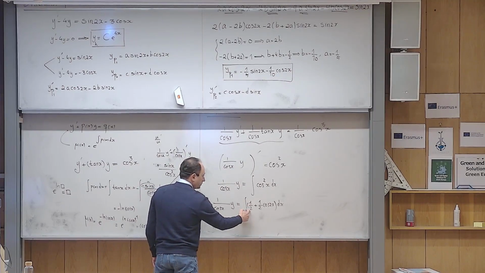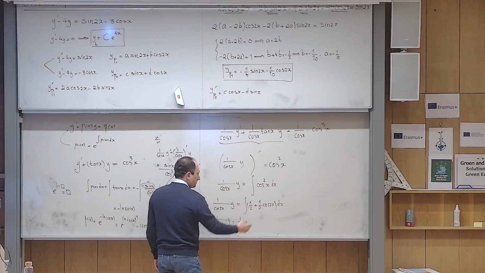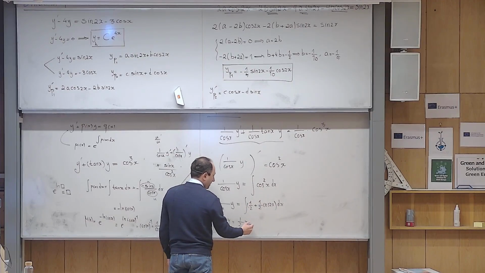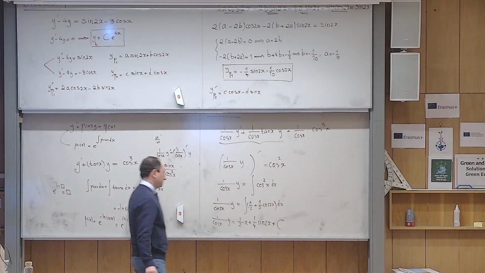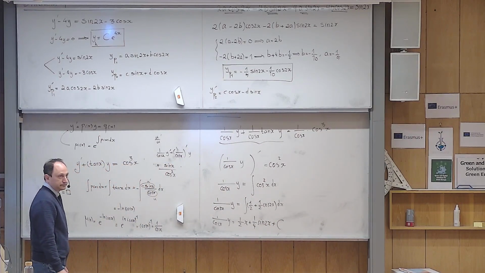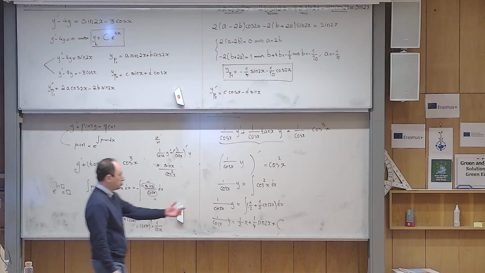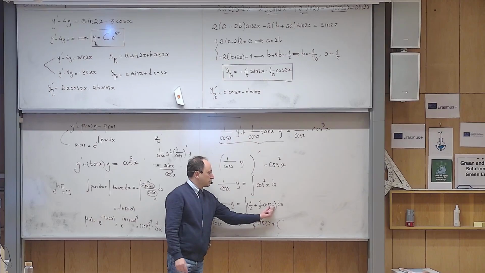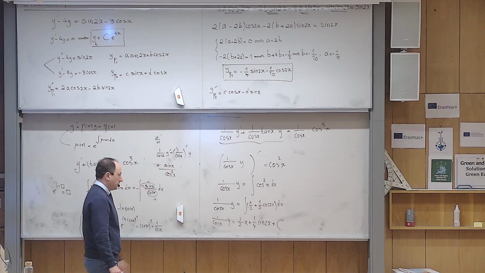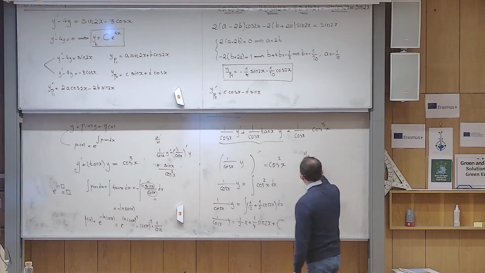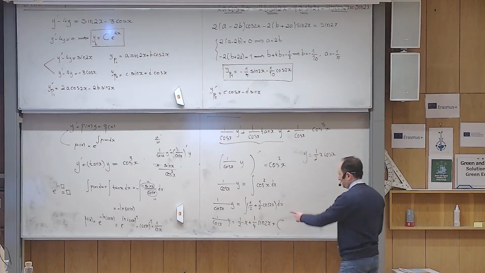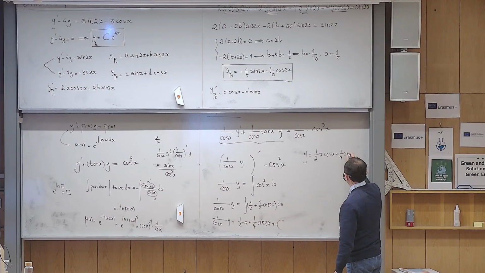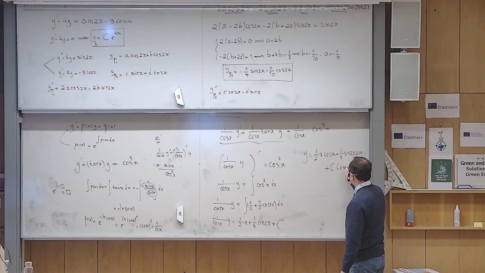A primitive function for 1 over 2 is 1 over 2x. A primitive function here is 1 over 2, so it becomes 1 over 4 sine 2x. But don't forget to put the constant c here. This is the formula that I rearrange using the double angle formula for cosine. And I am looking for y, so I multiply everything by cosine x. So it becomes 1 over 2x cosine x plus 1 over 4 sine 2x cosine x plus a constant c cosine x.